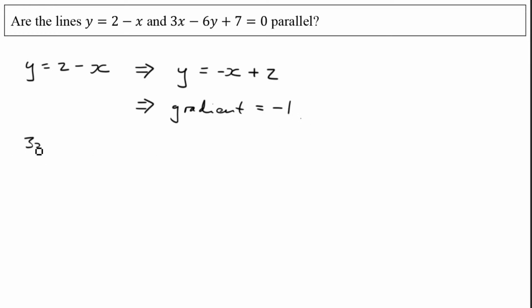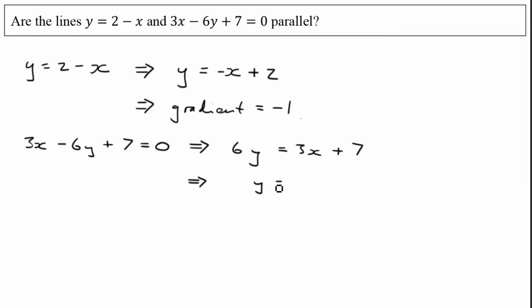The other line, once again, it's in this nice attractive form, but not a very helpful form. So let's do our algebra on that. Maybe we can add the 6y to both sides. 6y is 3x plus 7. Divide both sides by 6 to get y equals, well, 3 divided by 6 is a half, and 7 divided by 6 is 7 over 6.